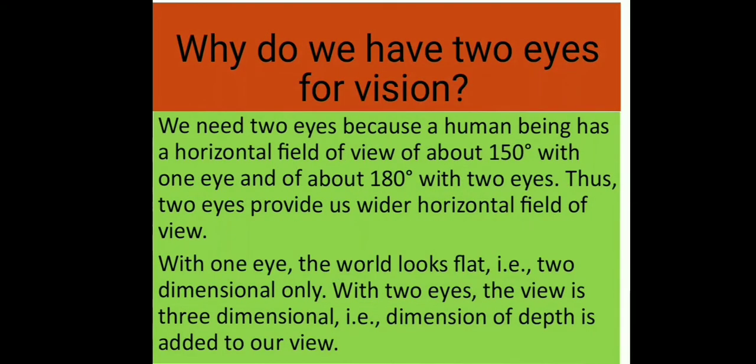Now, why do we have two eyes for vision and not just one? There are several advantages of our having two eyes instead of one. It gives a wider field of view. We need two eyes because a human being has a horizontal field of view of about 150 degrees with one eye and of about 180 degrees with the two eyes. Thus, the two eyes provide us a wider horizontal field of view.